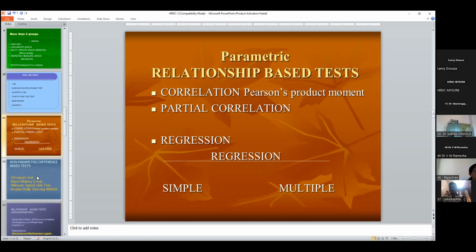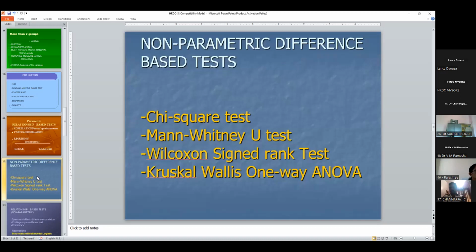Now we go for non-parametric difference based tests. This is the third set of analysis, and we start with the chi-square test. The chi-square test is basically used to find out the frequency difference between two or more groups, which is why it's called the chi-square test. There are two types of chi-square tests: the first is the chi-square test simple, and the second is the chi-square test of independence.